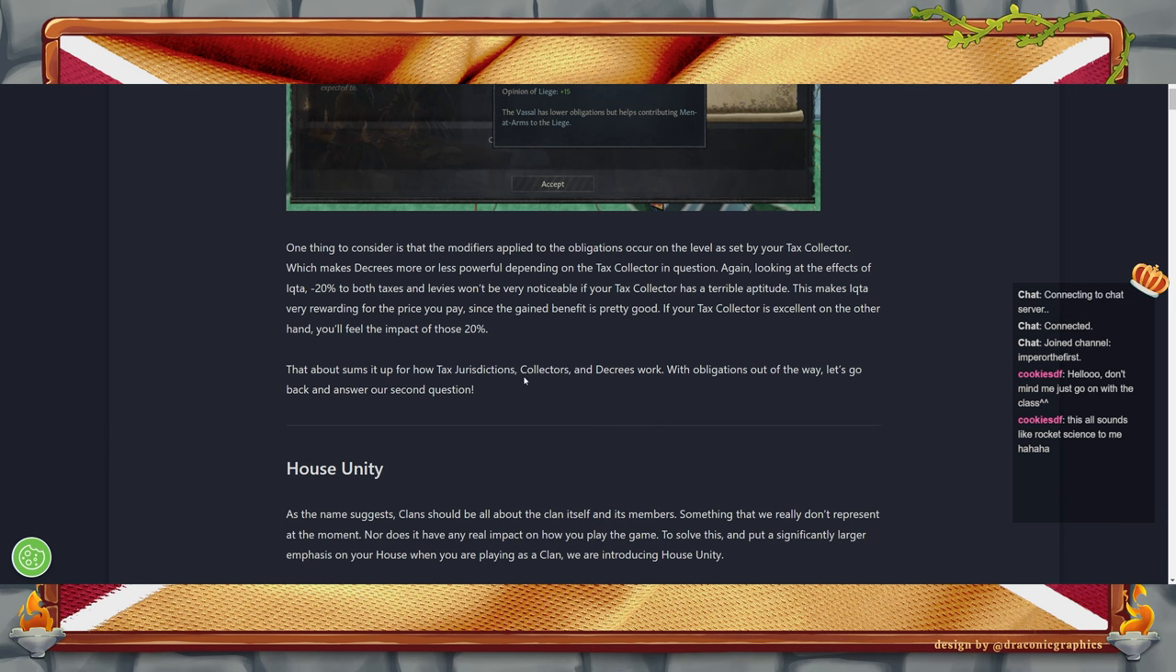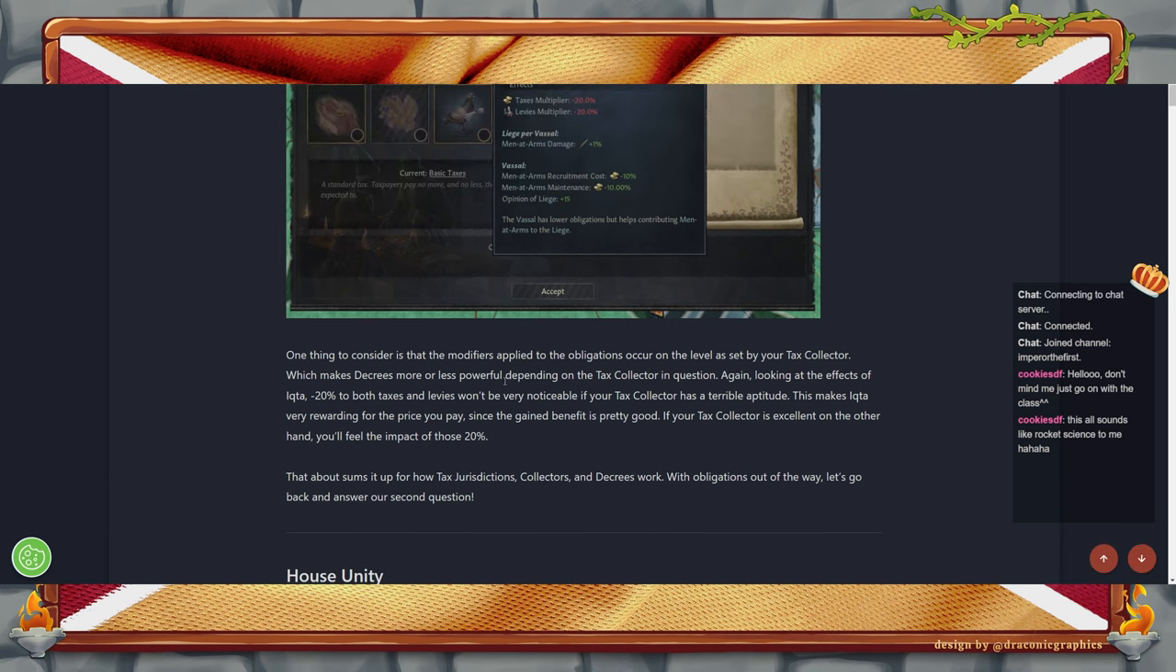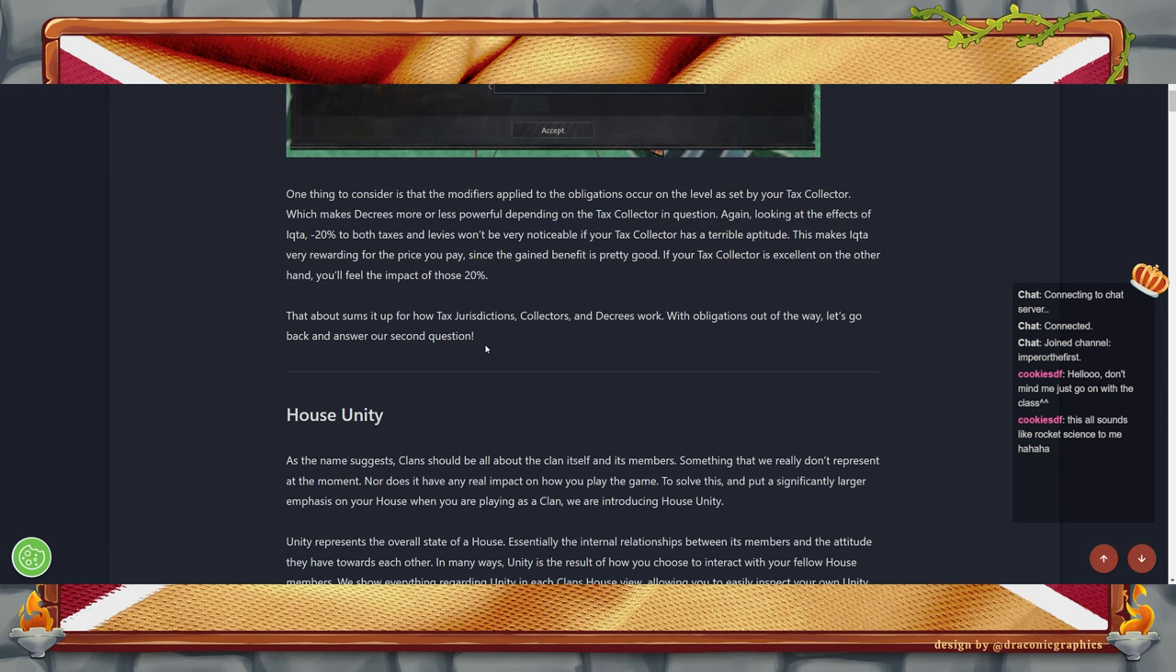Wait, what? That doesn't make sense. So if my tax collector is horrible, I'm fine with the minus 20%, but if my tax collector is good, then the 20% is going to be bad? What? Okay, trust me, at this point, this sounds like rocket science to me as well. I can't follow what they're saying. That doesn't make a lot of sense.